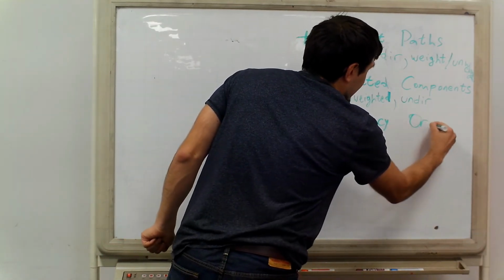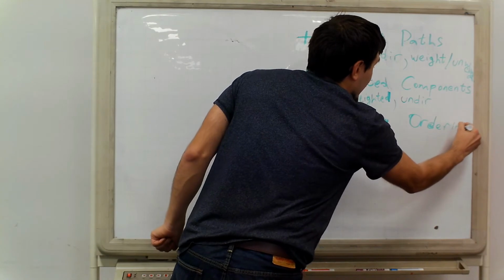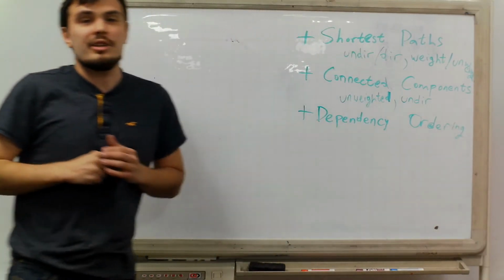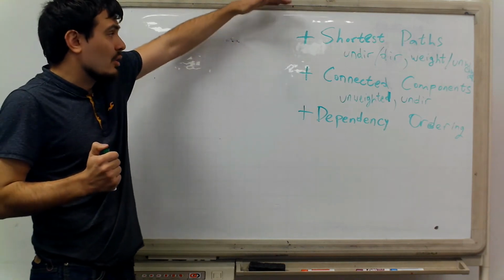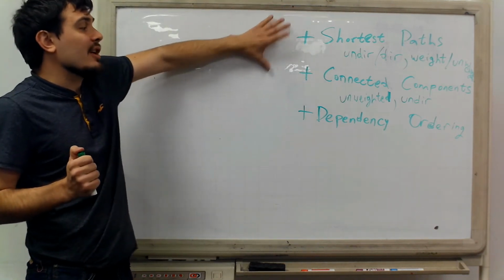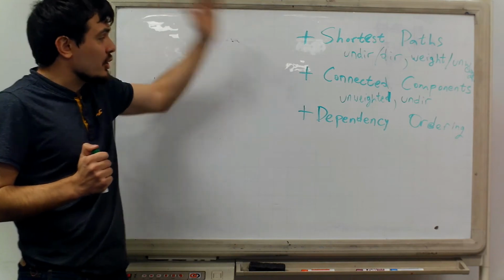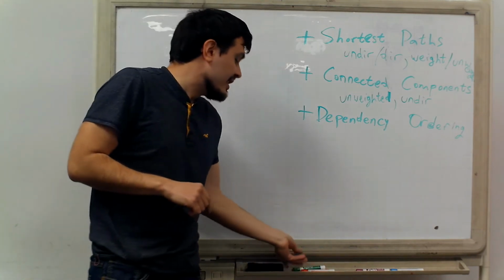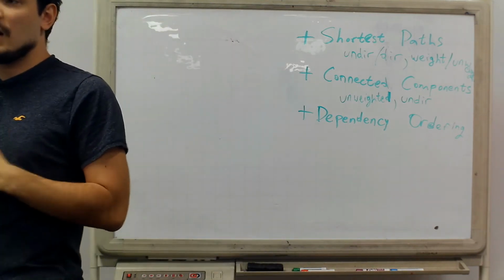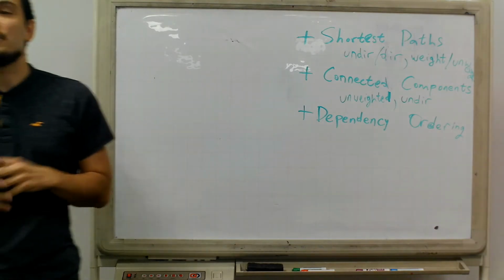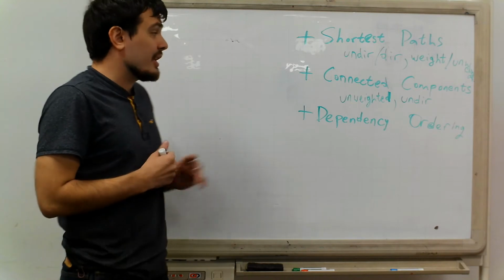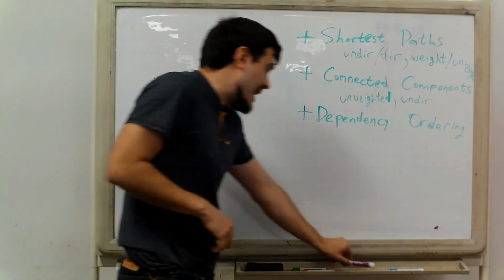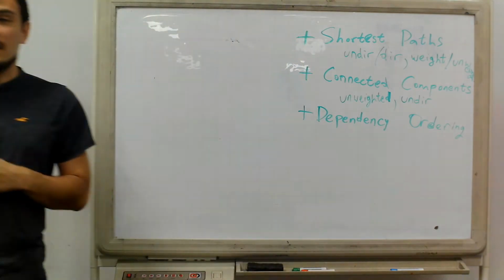If there are three important graph topics to know, I would say it's these three: shortest paths, connected components, and dependency ordering, which is solved by an algorithm known as topological sort. And what is that? Dependency ordering is all about directed graphs.